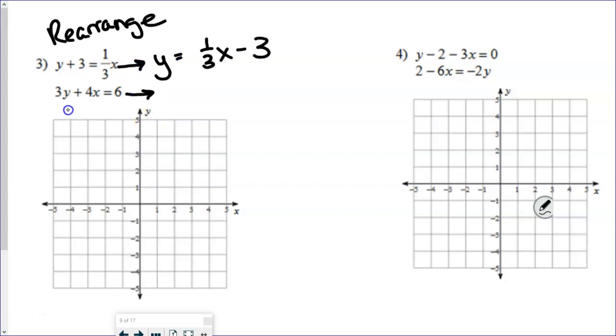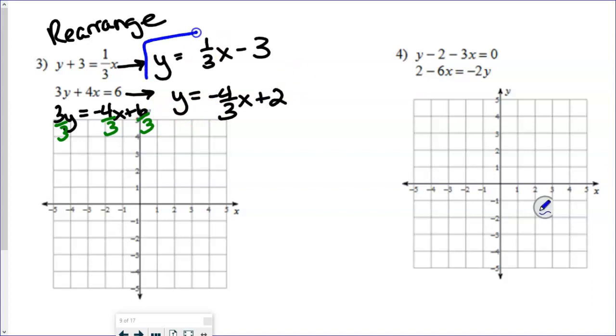This one takes a little bit more work. You're going to subtract the 4x. So right now you have 3y equals negative 4x plus 6. And then you're going to have to come through and divide everything by a 3. And I'm writing on my grid, and that's a bad idea, but whatever. So this equation becomes y equals negative 4/3 x, and then 6 over 3 is a plus 2. So we have new questions to graph, in the right form at least.